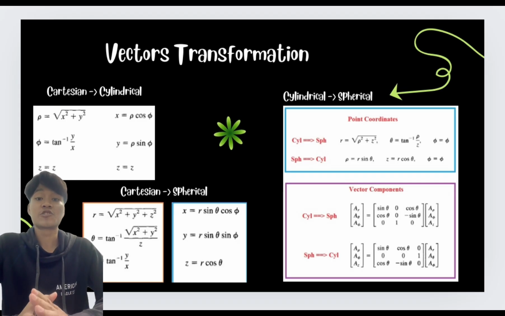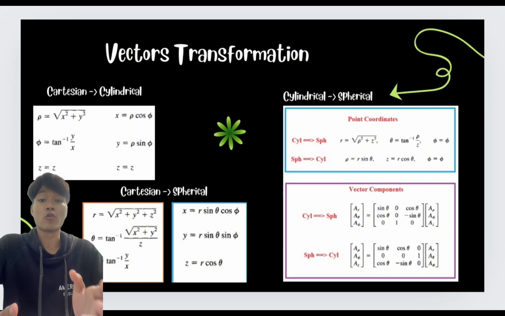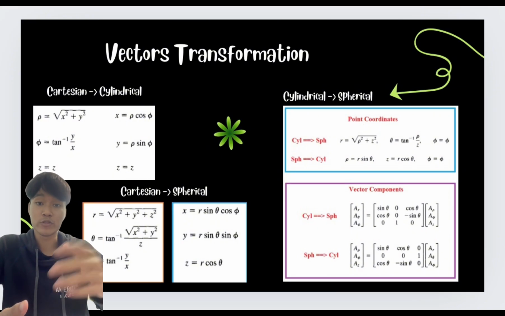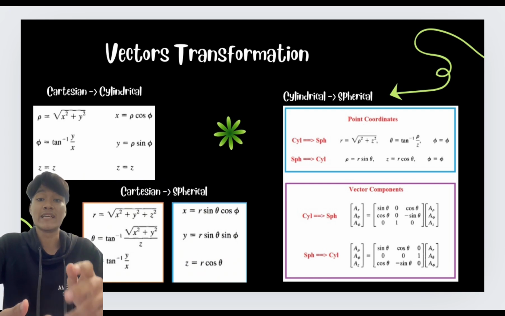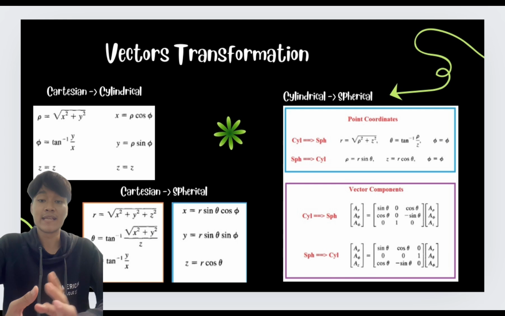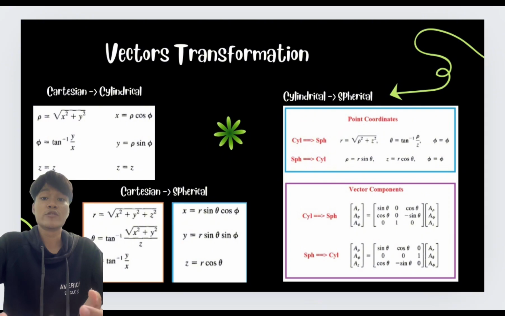Next is vector transformation. Is the question asking to convert from Cartesian to cylindrical? Just use this formula. Take note that we have to know what each term of the coordinate system is. Let's say for cylindrical, they have rho, phi and z. So just refer to the appendix at the back. Same goes for conversion from Cartesian to spherical. Normally, if the question asks to convert from cylindrical to spherical, we will convert it to Cartesian first, but it's kind of complicated. So just use this formula and we can solve it in a second.